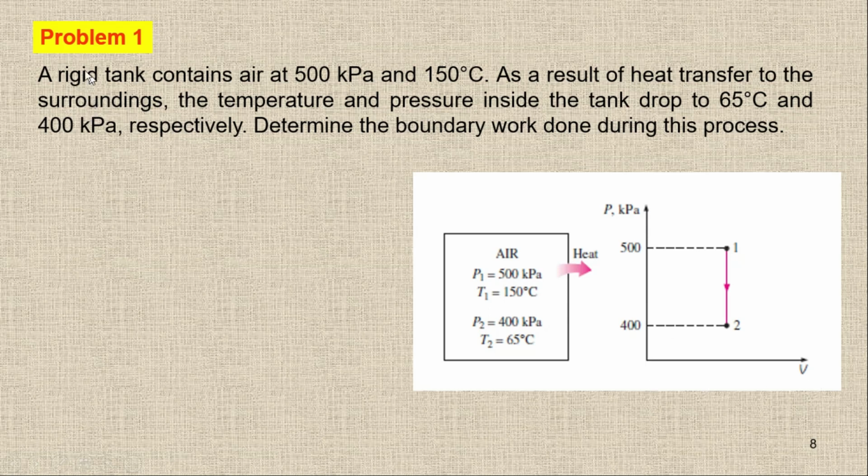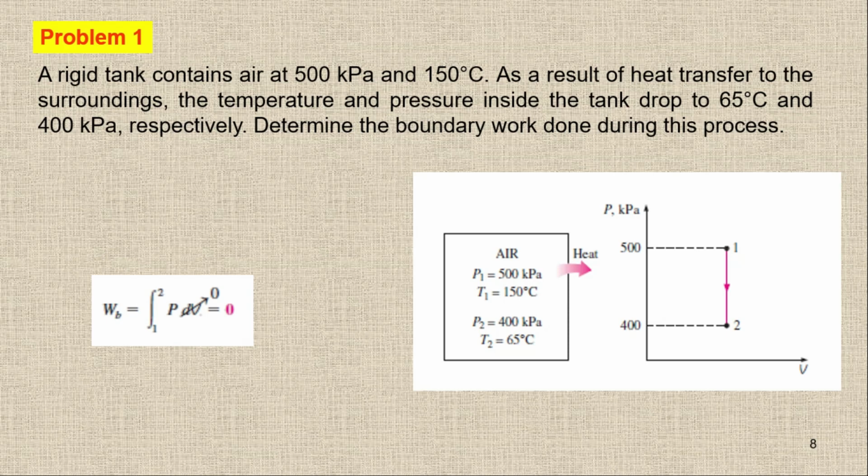Now the problem is, if you see the question, we have a rigid tank. You can see the first word, a rigid tank. Rigid means that there is no change in the volume. So it means the process is going to take place at constant volume. So 1 to 2, the process is basically at constant volume. So if we have the constant volume process, the boundary work is 0. There is no need to solve any other thing. Simply because dV is 0, so boundary work is 0.